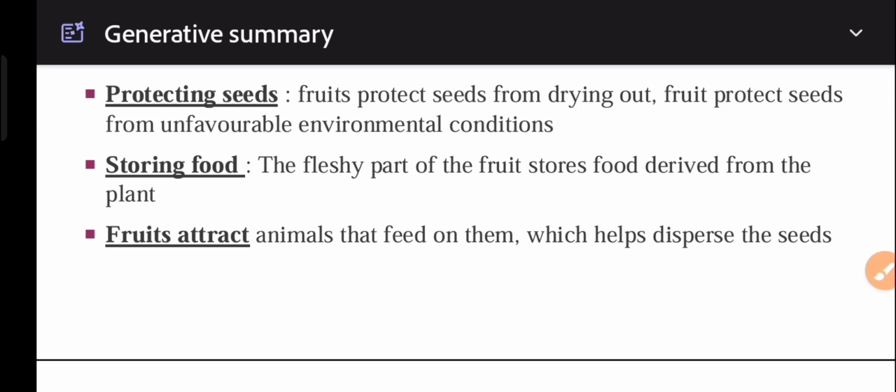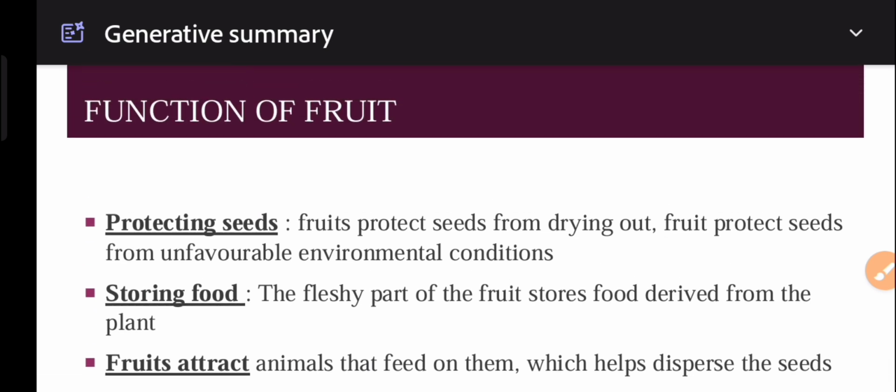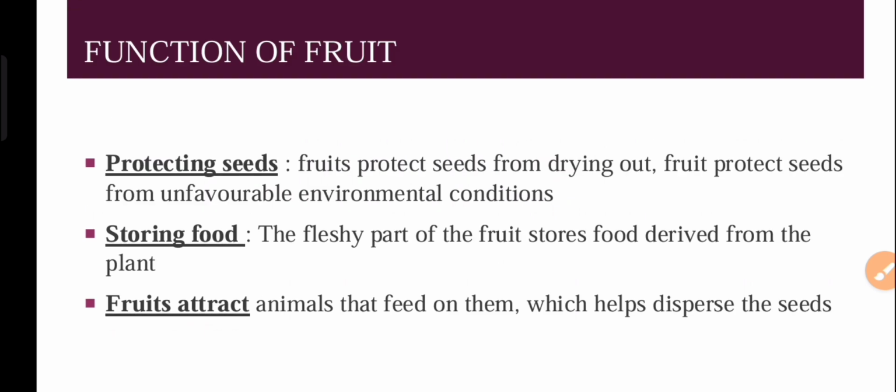Fruit attracts animals that feed on them, which helps disperse the seed, and that helps reproduction also. If any animal eats that fruit and disperses the seed anywhere, it develops into a new individual plant, right? This is all about the function of fruit: protecting the seed, storing food, and attraction.